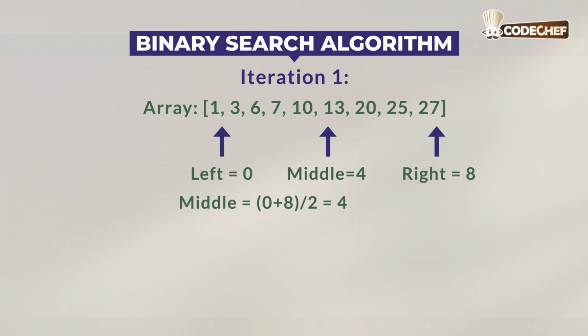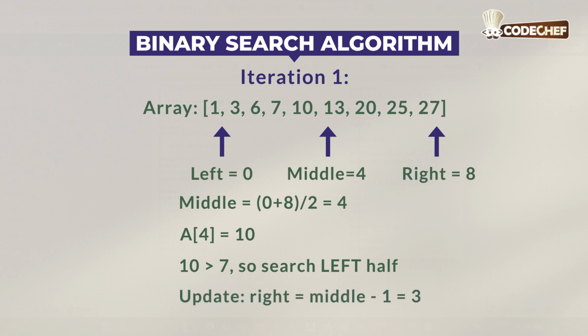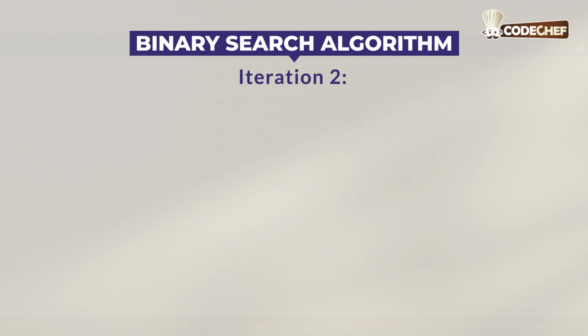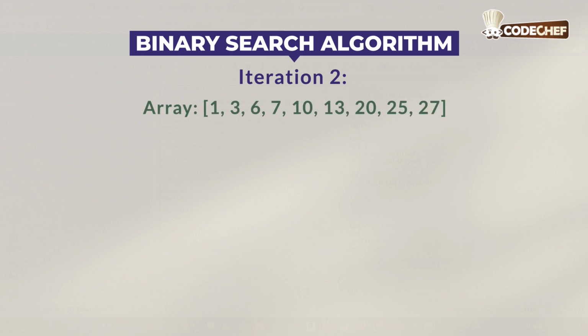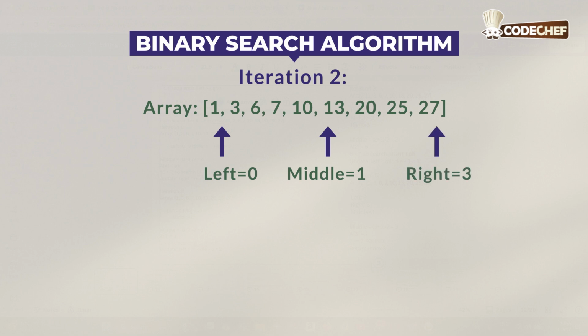So 0, 1, 2, 3, 4. So 10 is our middle element. Now our middle is equal to 10. Now 10 is greater than 7. So we search the left half and we update right is equal to middle minus 1, which is equal to 3. Now in iteration 2, we will calculate middle again, which is 0 plus 3 divided by 2. We previously updated our right to 3. So now we divide it by 2 and we get our middle as 1.